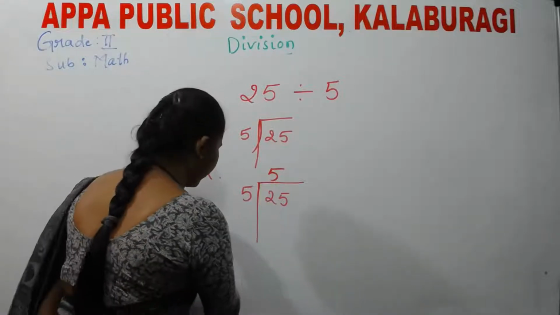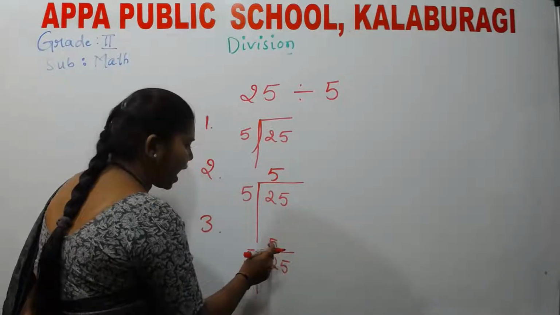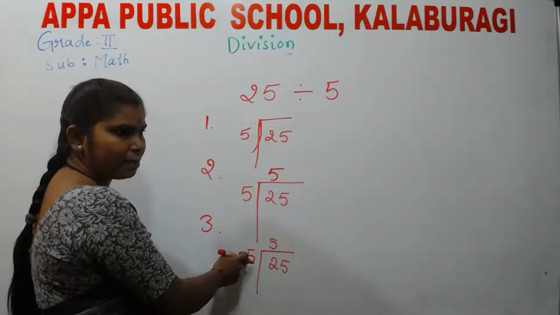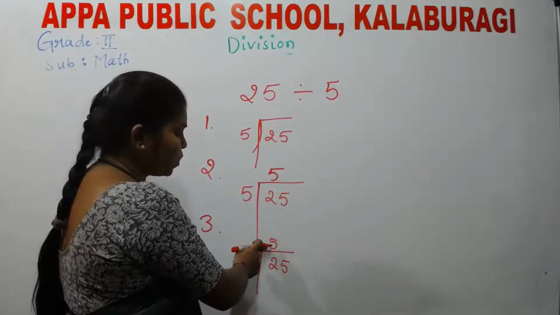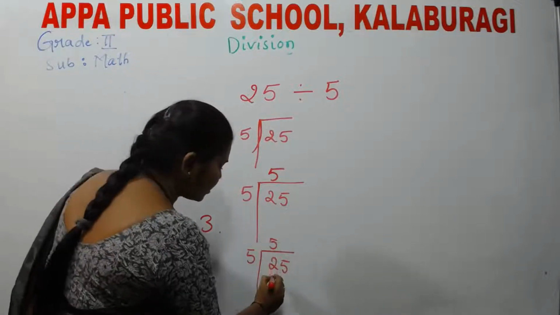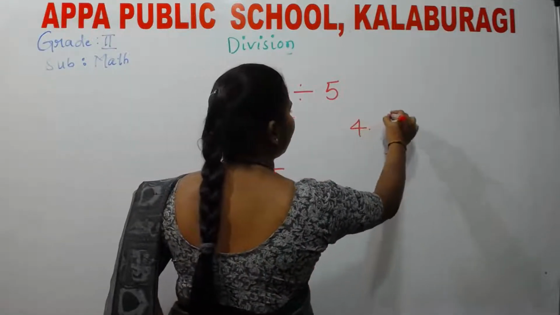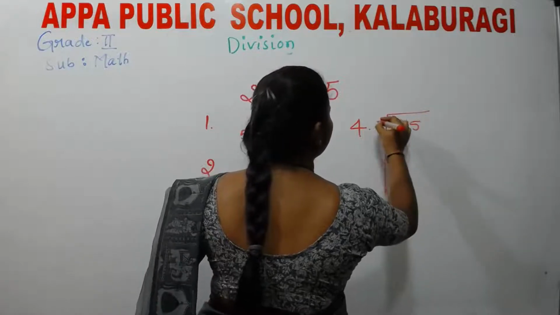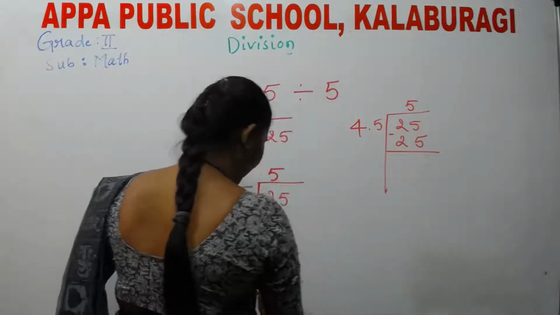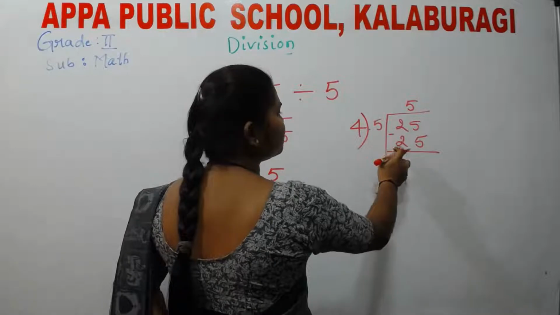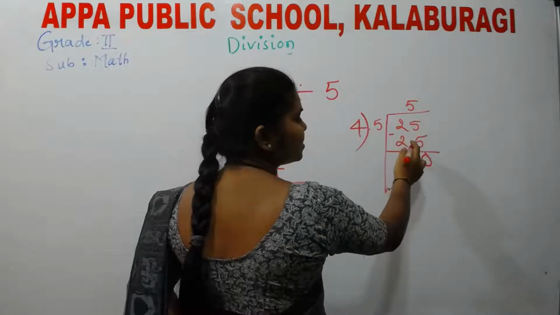5 5s are 25. What is my third step? After reading the table, I multiply divisor and quotient to get my product. 5 5s are 25. After this step, I follow subtraction. After multiplication, I have written 25. After this, I go for subtraction. 5 minus 5 is 0. 2 minus 2 is 0.